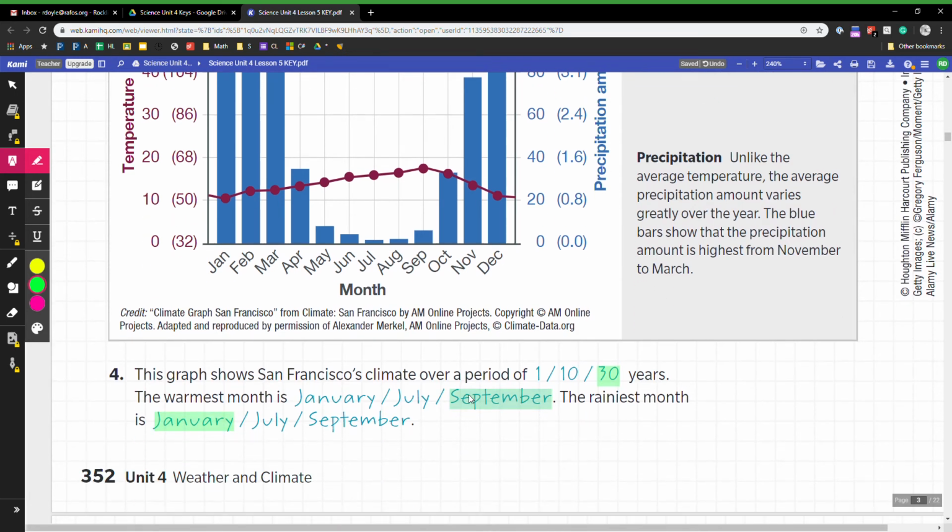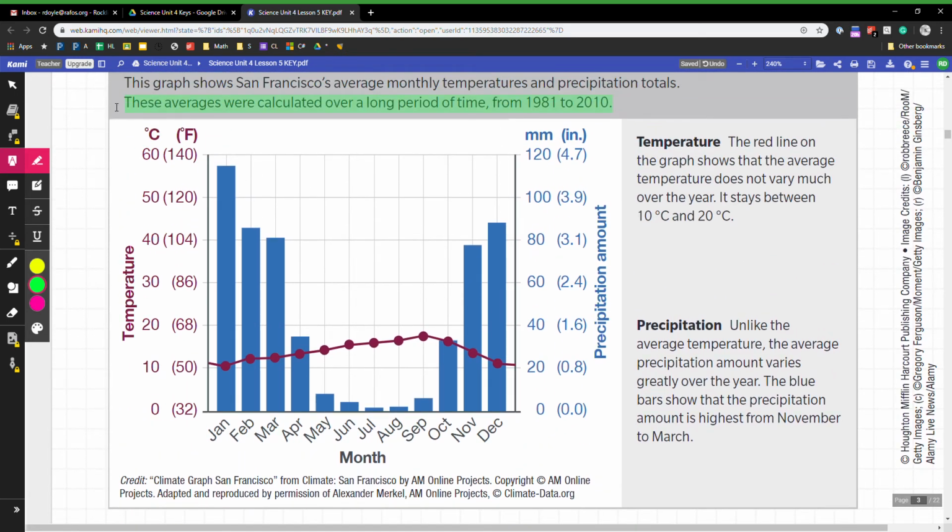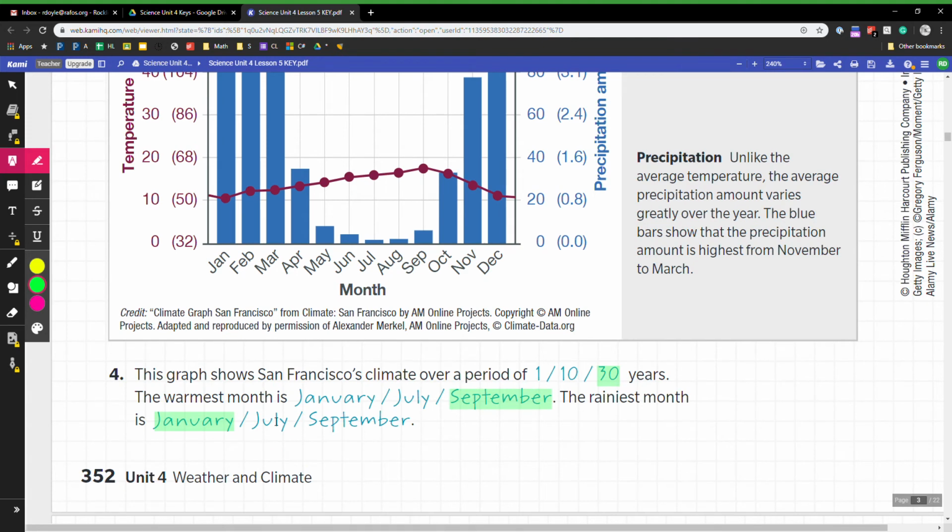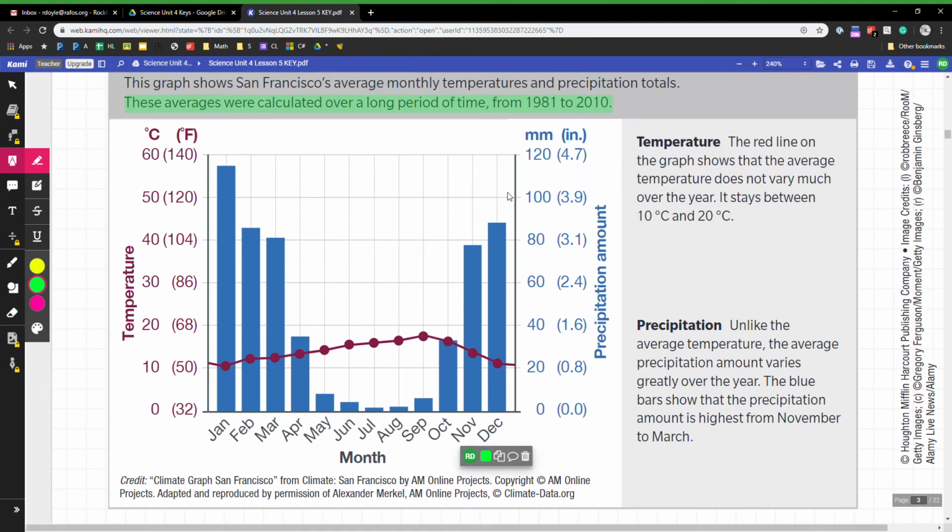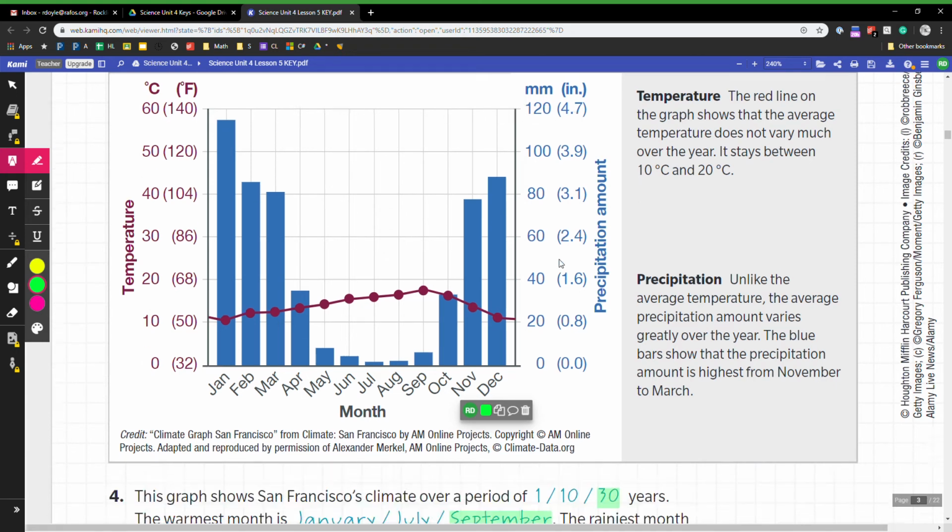The warmest month is September. You can see how these are color-coded a bit. This dotted line is the temperature, and the precipitation is the bars. So September is the highest temperature right here, and the rainiest month is January. When you look at the bars, which is the precipitation, January is the highest, with the most inches or millimeters of water.